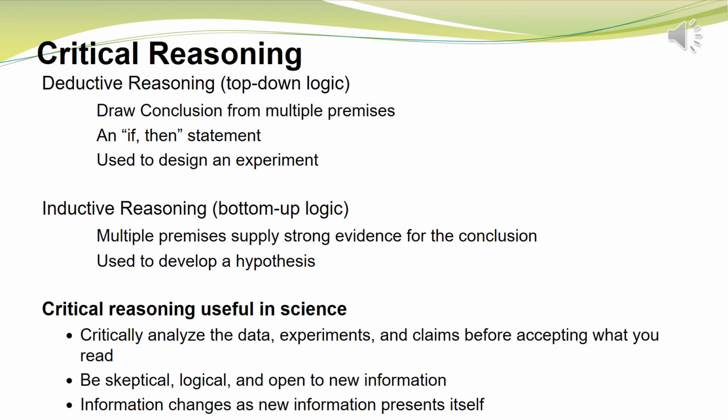In order to properly carry out the scientific method, we must use critical reasoning. And there are two different types of critical reasoning. There's deductive reasoning, also known as top-down logic, in which you draw a conclusion from multiple premises. This is in the form of an if-then statement, like if I do this, this results. Sort of just cause and effect. And this is actually used to design an experiment using the scientific method.